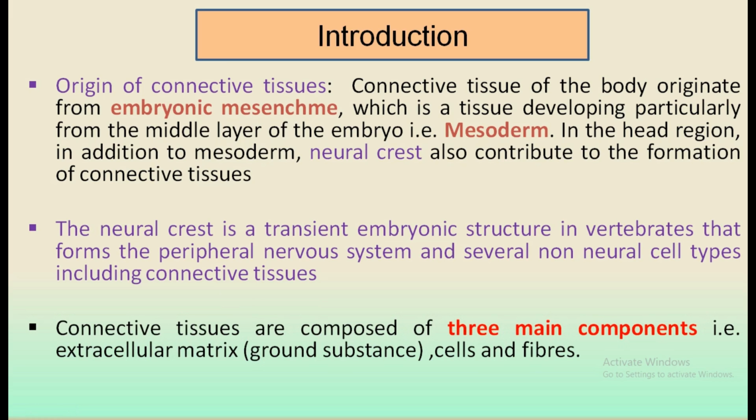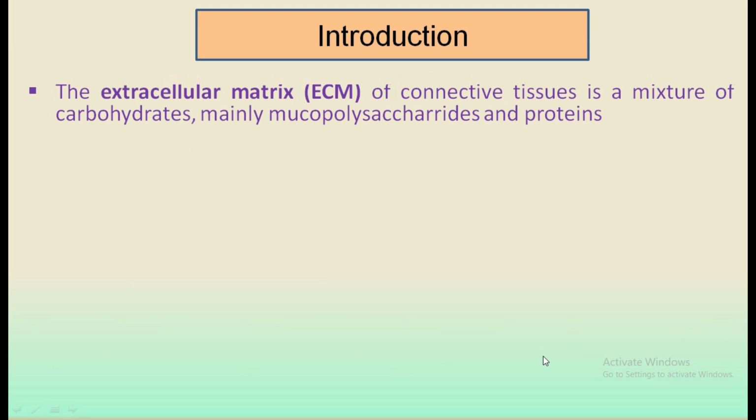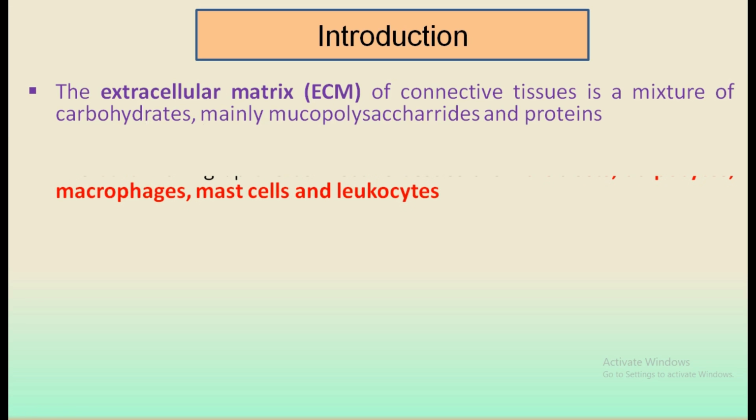Connective tissues are composed of three main components: the extracellular matrix, which is also referred to as the ground substance, cells and fibers. The extracellular matrix of connective tissue is a mixture of carbohydrates and proteins. Within carbohydrates, mainly mucopolysaccharides constitute the extracellular matrix.